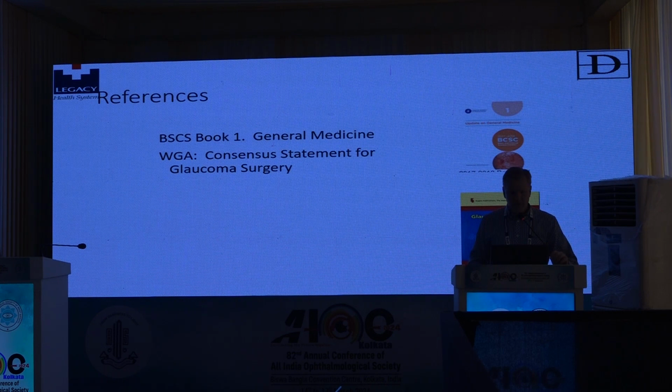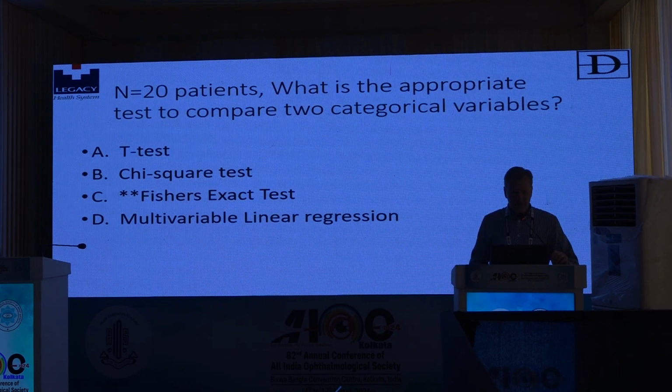Okay, so I'm going to give the answers to the quiz questions, and then I'm going to go through a little bit about how to write a good paper. So we already talked about this. This is the N of 20 patients. You have 2 categorical variables. You want the Fisher's exact test.